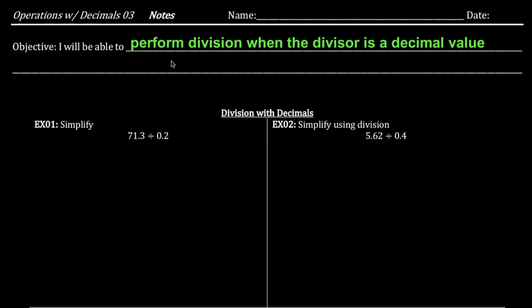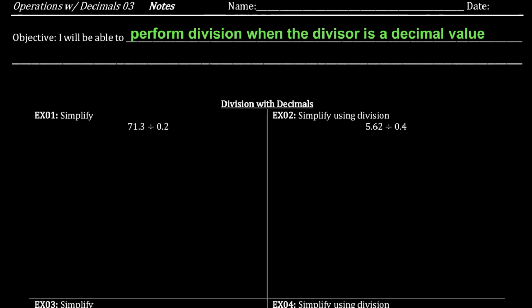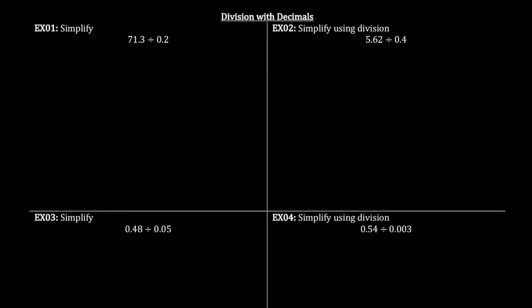In this lesson, we will perform division. So we're going to do more division when the divisor is a decimal value. So the divisor is going to be not the one that goes in the house, but the one you're dividing by, the second number. So 0 and 2 tenths, 0 and 4 tenths. So let's go ahead and divide.